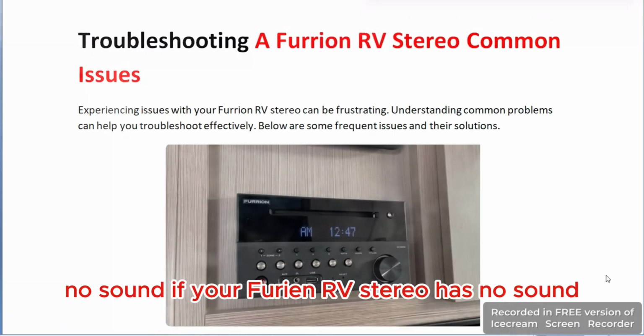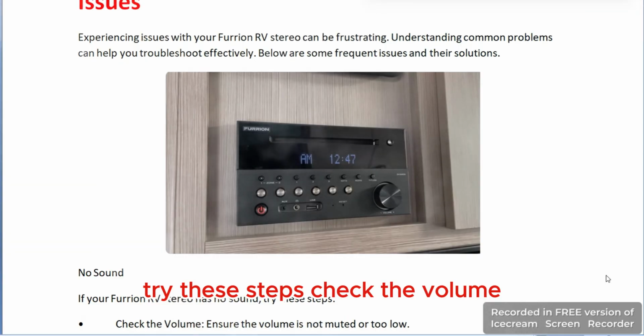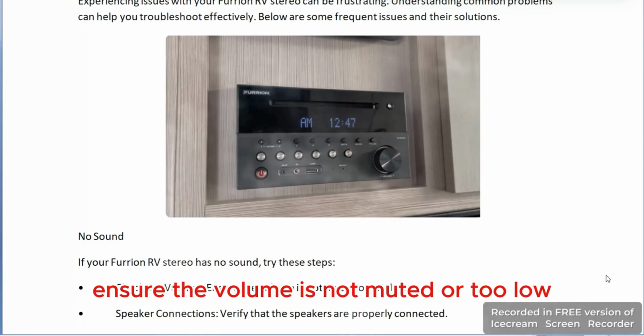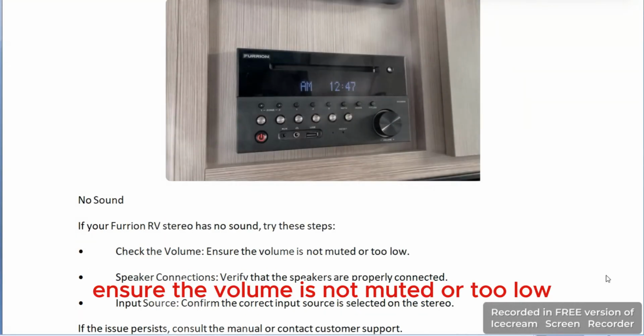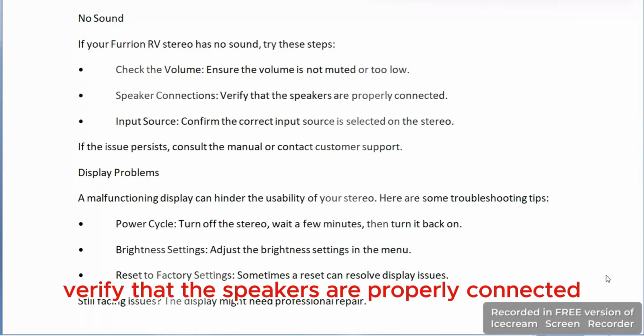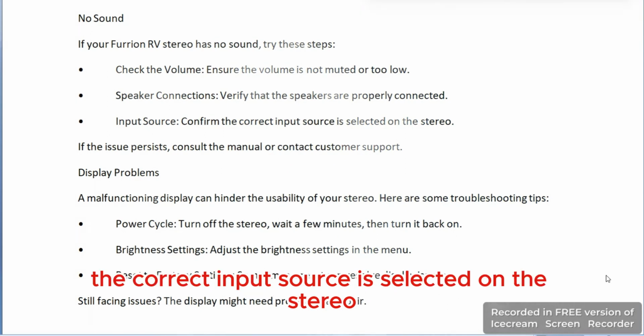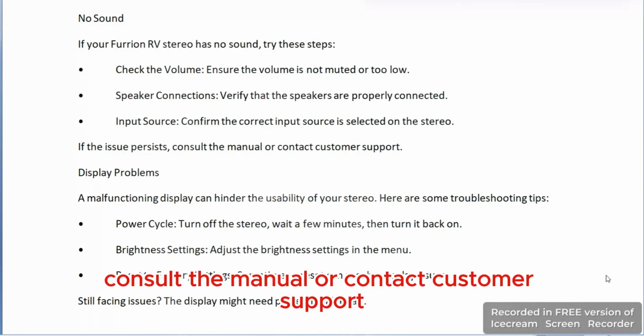No sound. If your Furrion RV stereo has no sound, try these steps. Check the volume. Ensure the volume is not muted or too low. Speaker connections. Verify that the speakers are properly connected. Input source. Confirm the correct input source is selected on the stereo. If the issue persists, consult the manual or contact customer support.